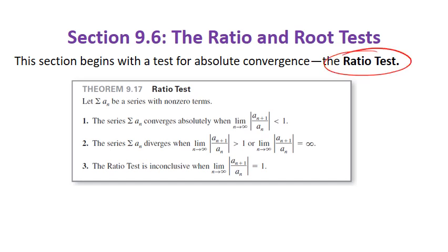And basically, one of three things can happen. The series either converges absolutely, or the series will diverge, or the test is inconclusive when this limit is equal to 1. Now, if this limit is equal to 1, then we will apply a different test.